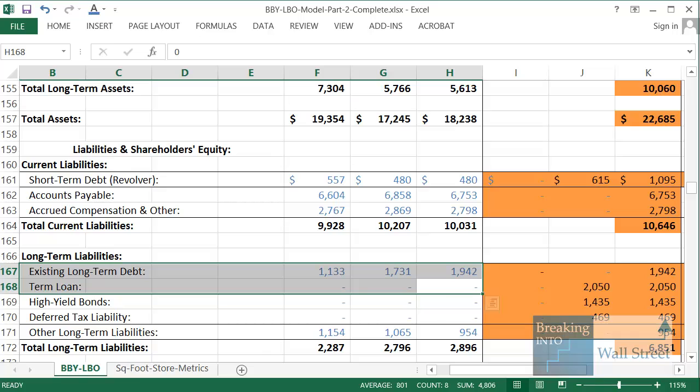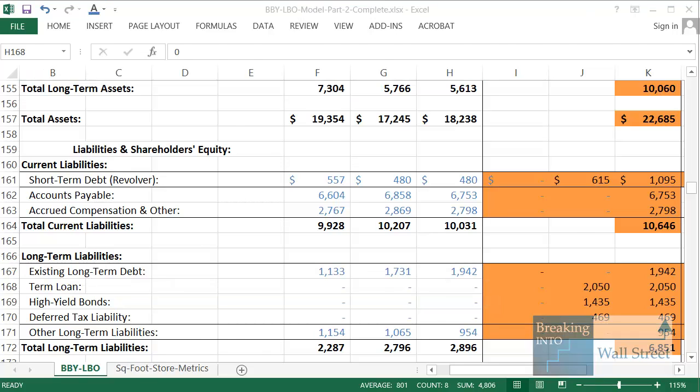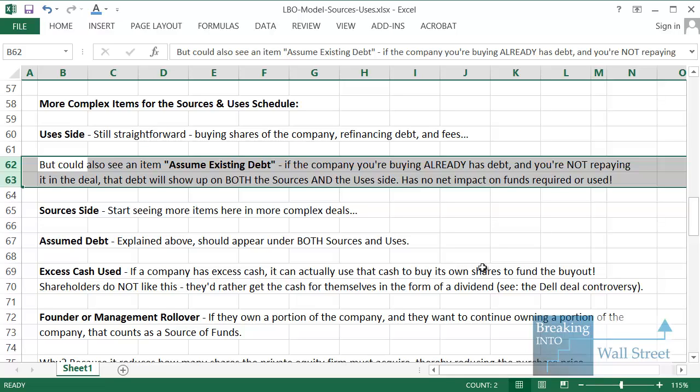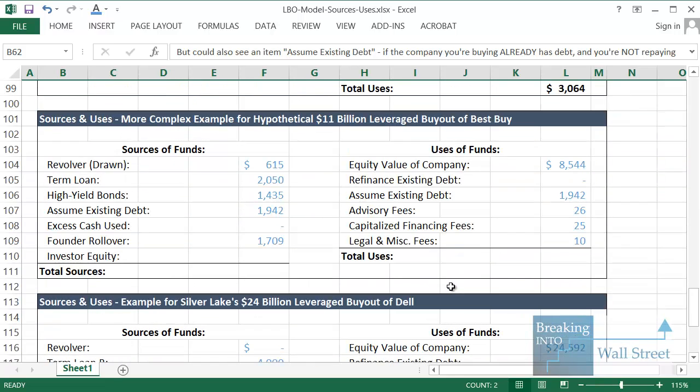And the question in any buyout deal like this is, what do you do with it? Do you have to repay it? Can you keep it on the company's balance sheet? Now, obviously, most of the time, it helps the PE firm if they can keep the debt around because it means they don't have to pay anything to repay it. So it's usually in their interest to do it, but they cannot always do that. Let's take a look at the uses side for Best Buy just to see what happens here.